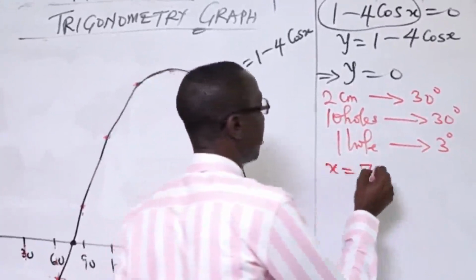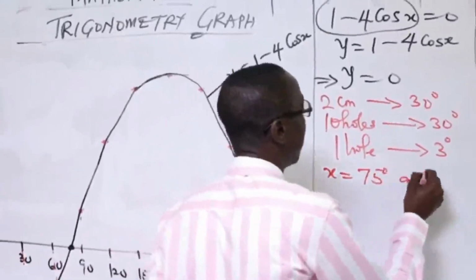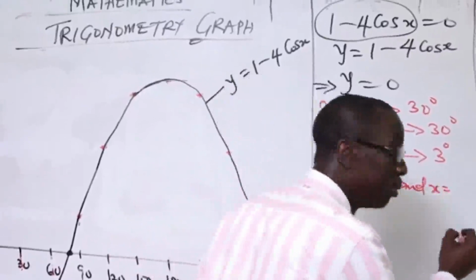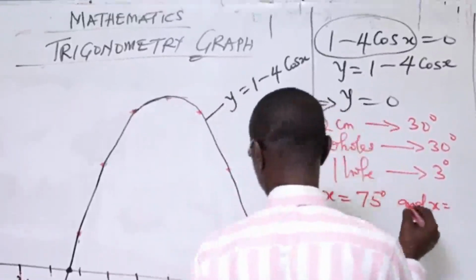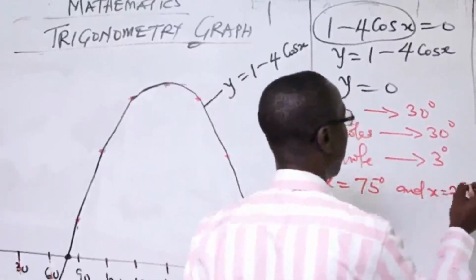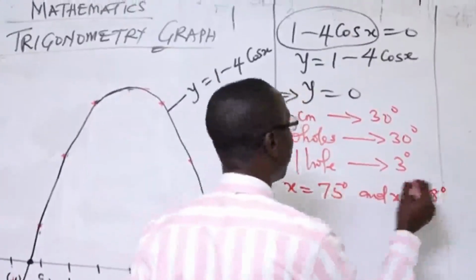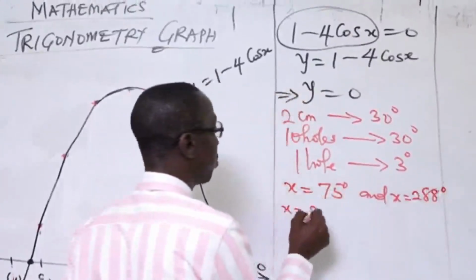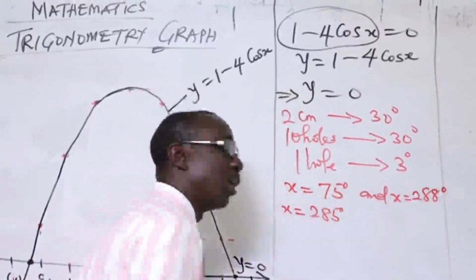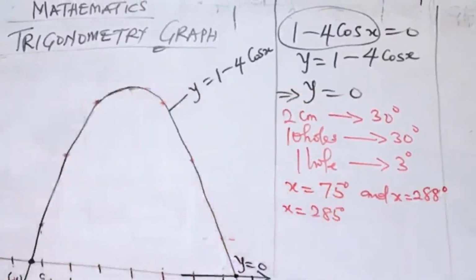x is equal to 75 degrees and x is equal to 288. I'm hearing 288. I'm hearing x is equal to 285. Which one is correct? I don't know. Let's confirm who is correct. I told you ways of confirming your answer in the exam. Yes or no? Let's confirm now.